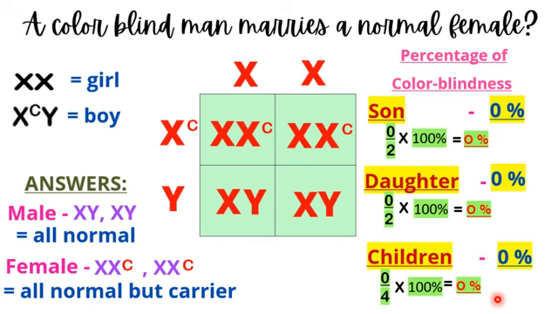Okay? So that is how you are going to answer problems regarding sex-linked genes, particularly the color blindness disorder. And if you want to be sure, let us try another problem.